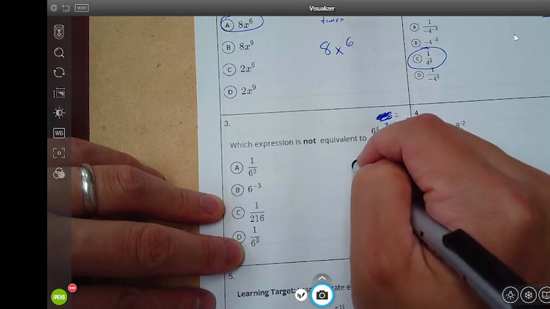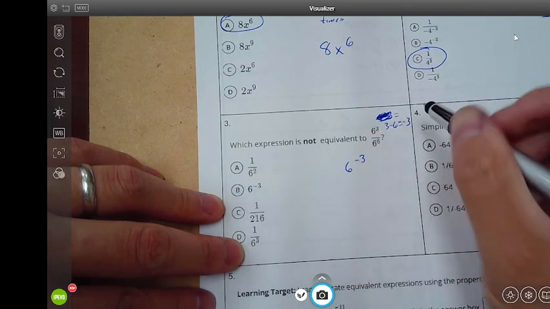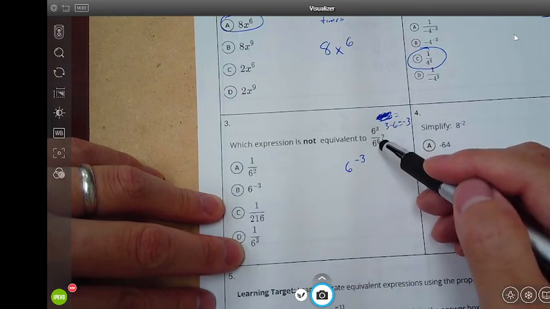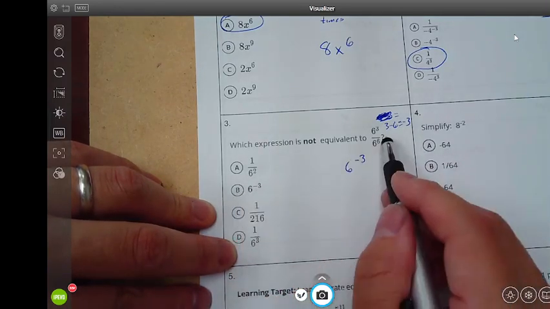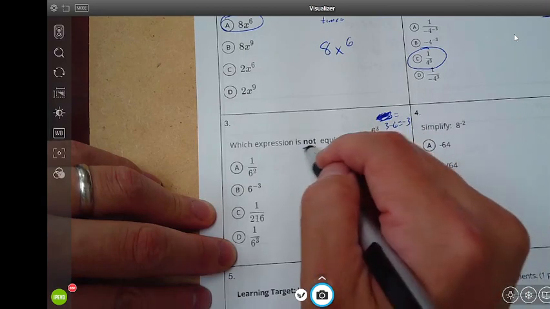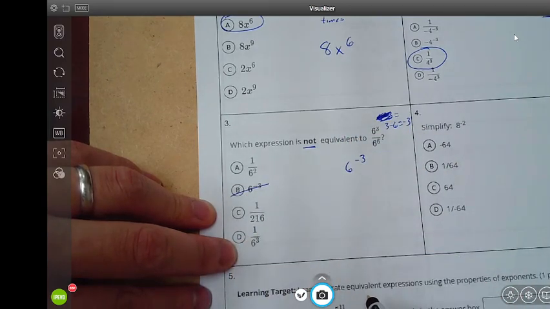So it's going to be 6 to the negative 3 power, right? 6 stays the same. 3 minus 6 is negative 3. All right, so 6 to the negative 3. Hey, look, these are equivalent. Okay? All right, so it wants not. So that one is equivalent. Let's cross that one out.